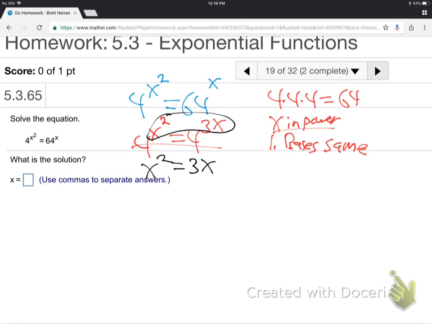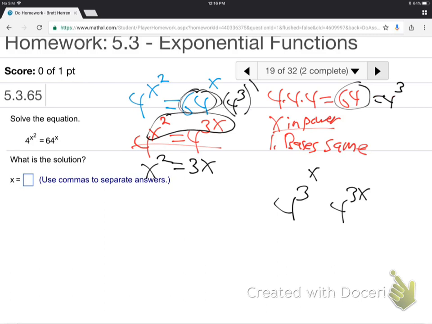When you said 4 to the third, x power, wouldn't it be like 4 to the 3 to the x, rather than 4 to the 3x? Yes. Good question, good question. Okay, 64 is itself 4 to the third, isn't it? So right where the 64 is, I replace it with 4 to the third, like that.